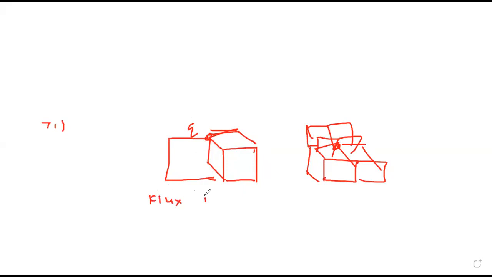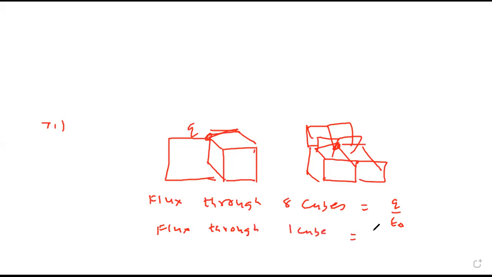So that means flux through 8 cubes equals Q upon epsilon naught. By Gauss's theorem, charge upon epsilon naught is called flux. So what will be flux through one cube? It will be 1/8 of Q upon epsilon naught.